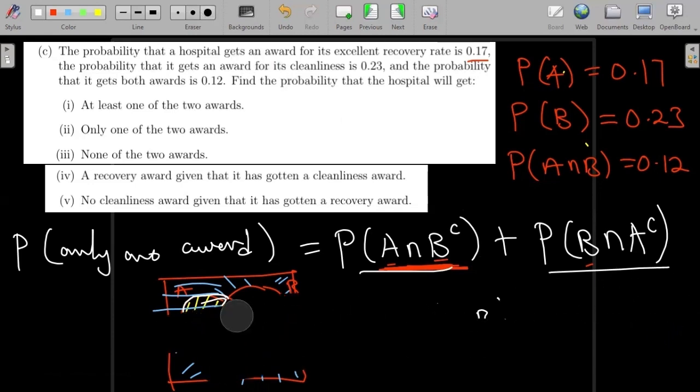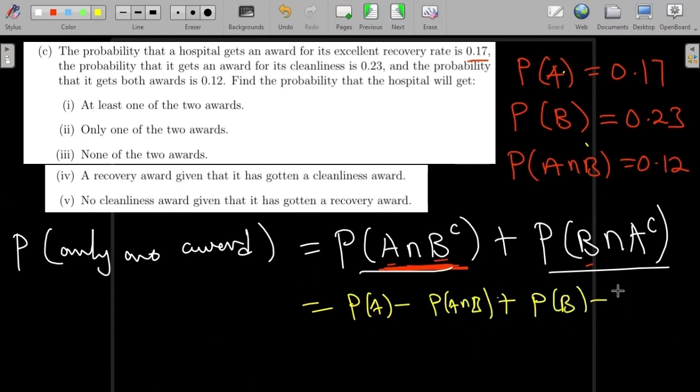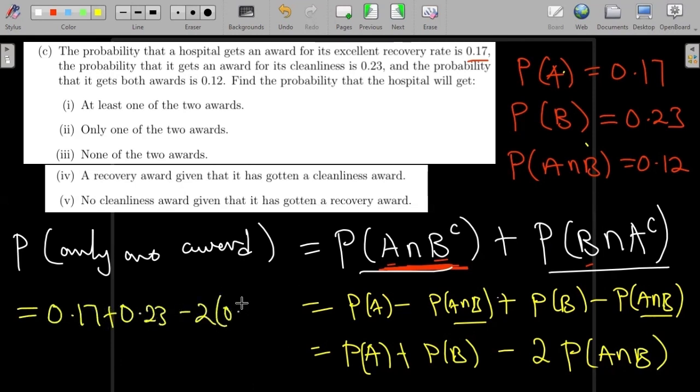Okay, so let's write them now and find the probability. This is going to be equal to the probability of A minus the probability of A intersection B plus the probability of B minus the probability of A intersection B. So this is the same as the probability of A plus the probability of B minus 2 times the probability of A intersection B, because these two are the same. What is left is just to substitute the values. So it's 0.17 plus 0.23 minus 2 times 0.12.